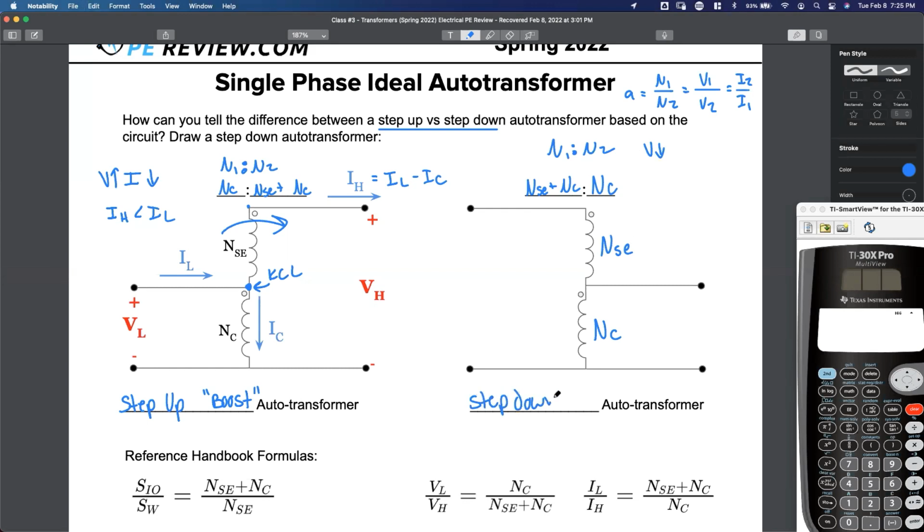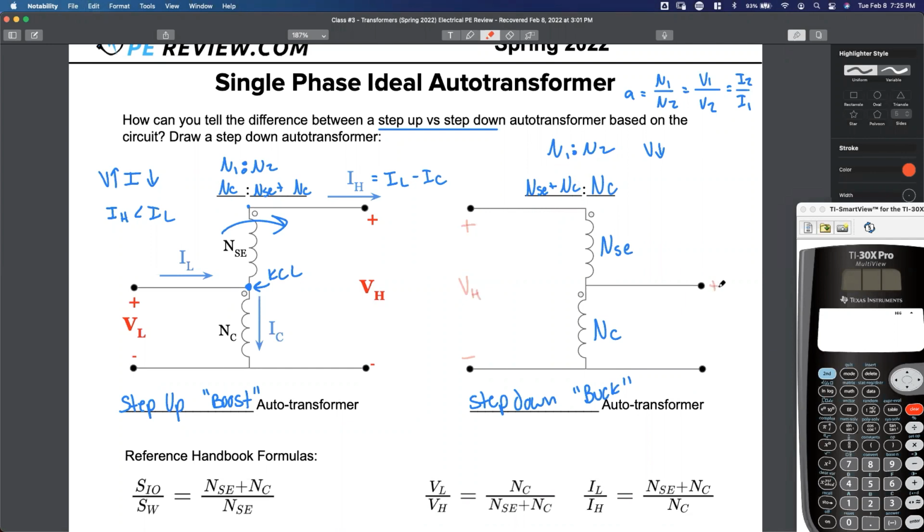So remember, they don't give us this diagram in the reference handbook, but we can use all the same relationships to figure it out. All right, step down autotransformer, also known as a what? If step up is boost, step down is buck. You got it. We are bucking the voltage back. All right, on the primary, is this going to be VH or VL? If I've got more number of turns on the primary, that means I've got more voltage on the primary, right? So this is VH.